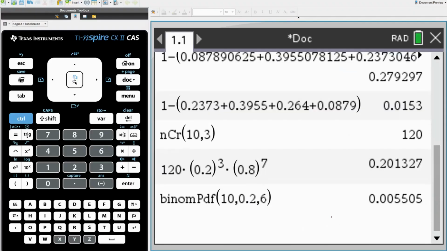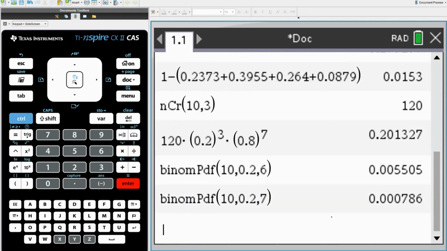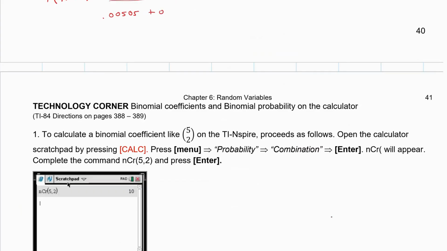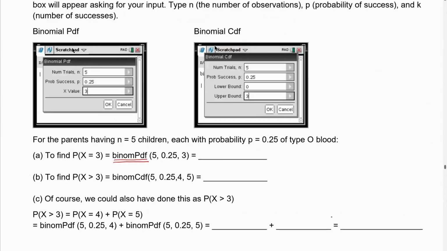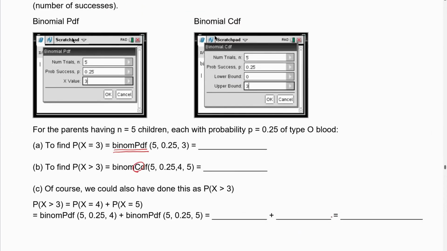And I could do this again and just say 7. And now I got 0.000786. And I could do that for all of these. But even that is a lot of work. So there's a third command that I want to expose you to on the calculator, and that's the binomial CDF, where we can combine outcomes that we're looking for.